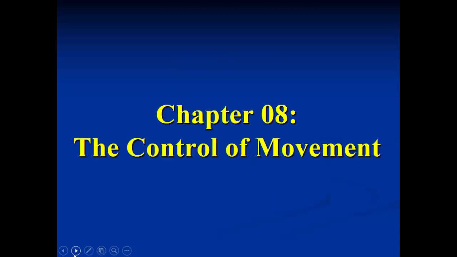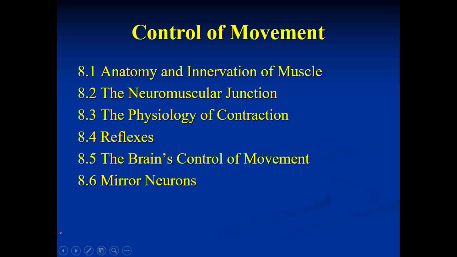In this series of videos, I'm going to talk about Chapter 8 in your textbook, the control of movement. I'm going to break it up into 6 different videos. I'll spend about half hour or so talking about anatomy and innervation of muscles, spend a few minutes reviewing the neuromuscular junction, a little bit of time talking about the physiology of contraction, talk about reflexes, how the brain controls movement, and then mirror neurons.